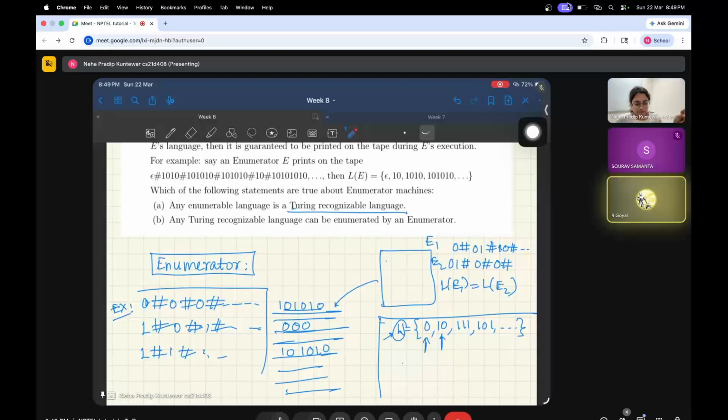Yes. And that is how Turing recognizable is also called recursively enumerable. I don't know exactly where the term recursively appears from, but you are right. So that is where the enumerable term comes from.